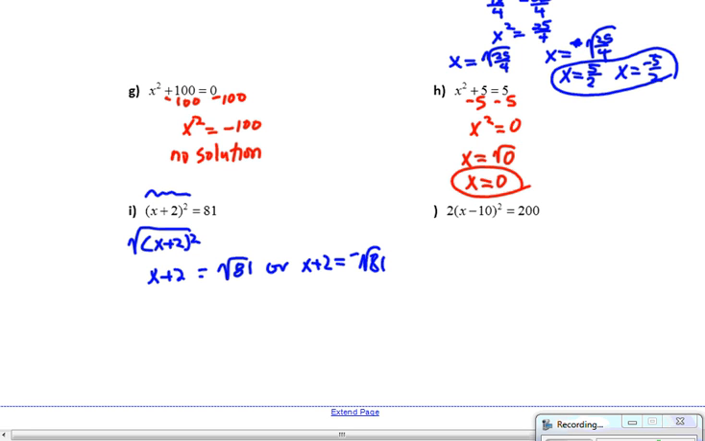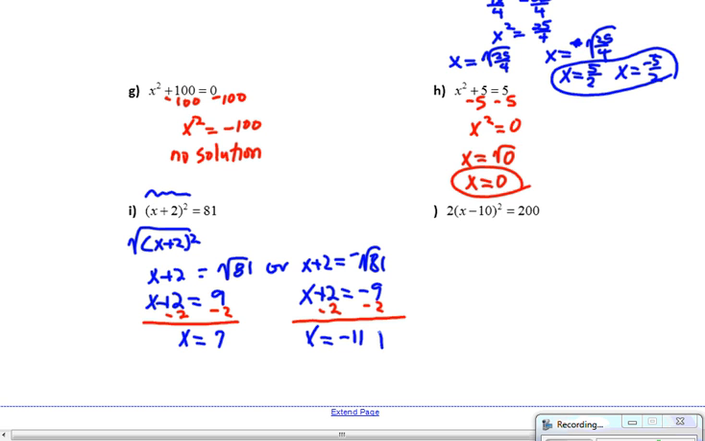So notice what happens when I take the square root of the quantity x plus 2 squared. So then this is going to give me x plus 2 is equal to 9. I will need to subtract 2 from both sides, and I will get that x is equal to 7. And then on the second one, we are going to say that x plus 2 is equal to negative 9. Then we'll subtract 2 from both sides and get that x is equal to negative 11.